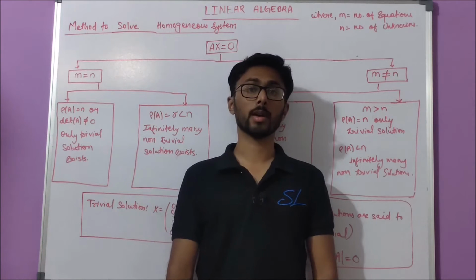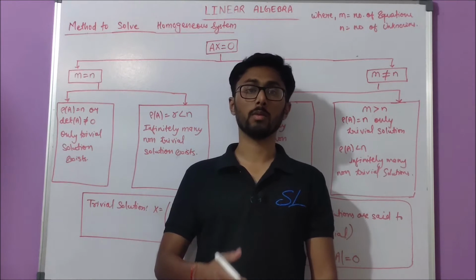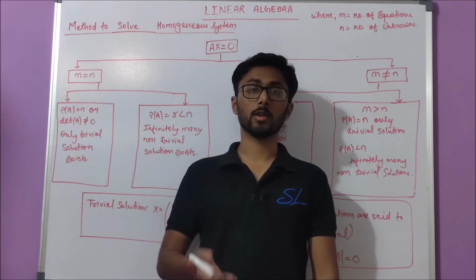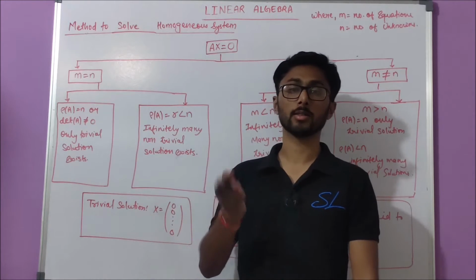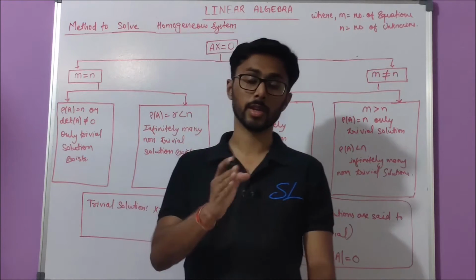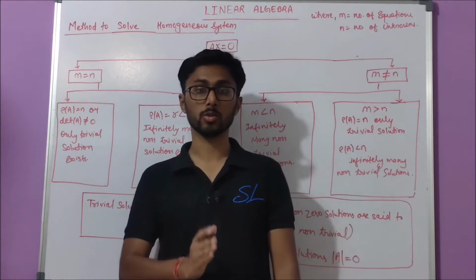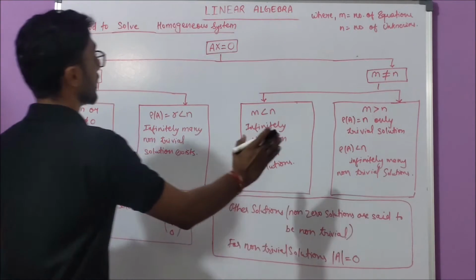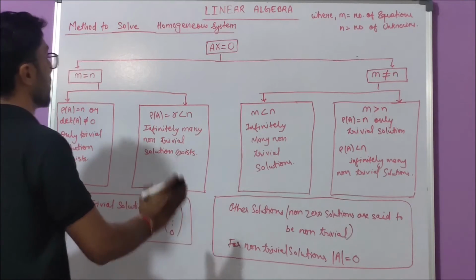Welcome back. We have already discussed the method to solve non-homogeneous system, and in this video we will see the method to solve homogeneous system. What is a homogeneous system? A system of linear equations in which RHS is equal to 0 is called a homogeneous system. So this is the method to solve homogeneous system.